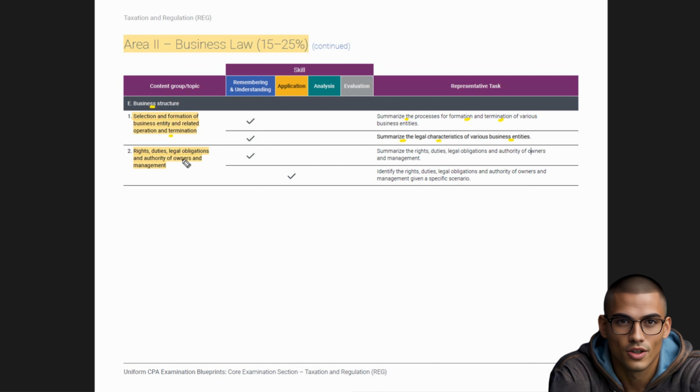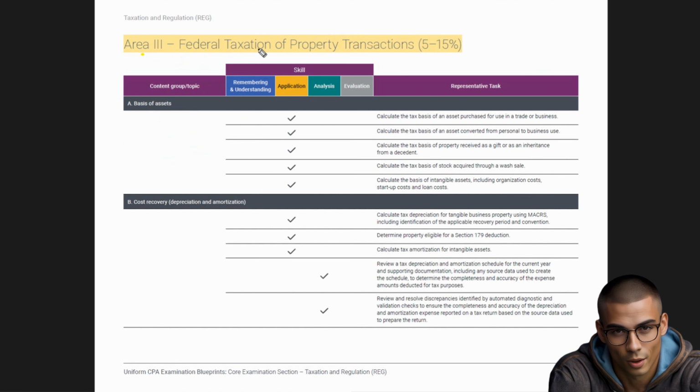Next, we have rights, duties, legal obligations, and authority of owners and management. So you'll need to be able to summarize the rights, duties, and legal obligations and the authority of owners and management. And you'll need to be able to identify the rights, duties, and legal obligations and authority of owners and management given specific scenarios.